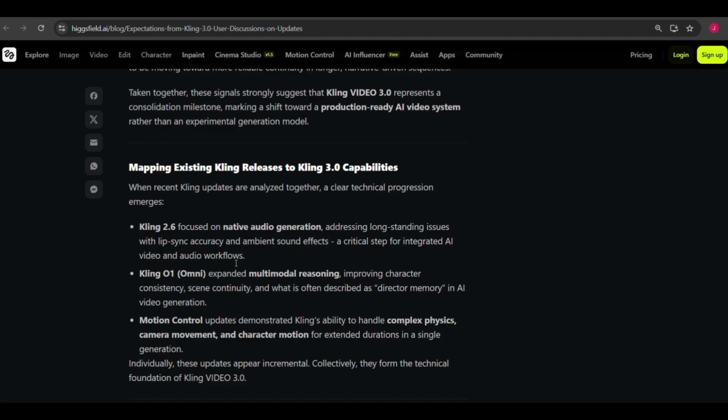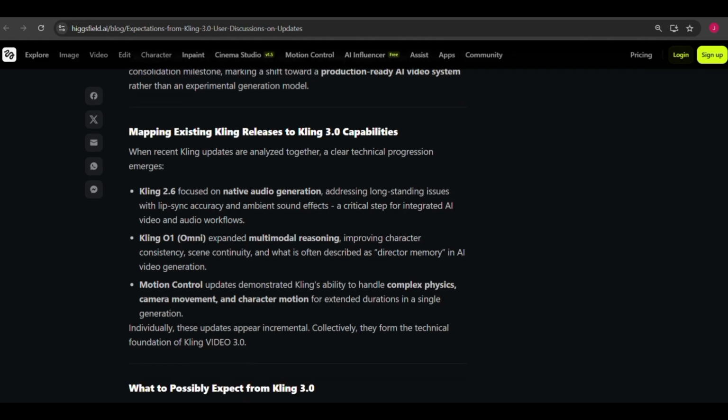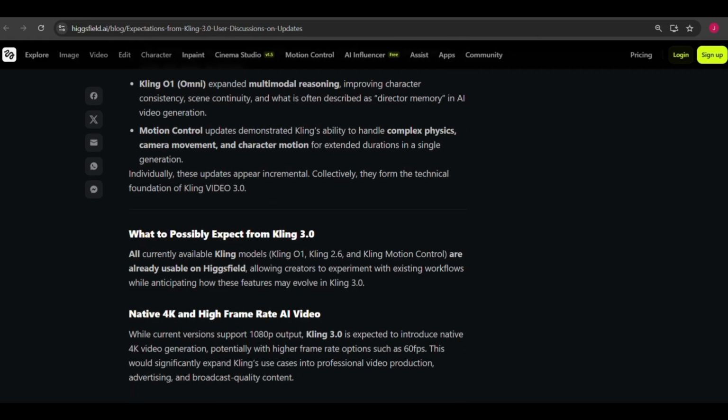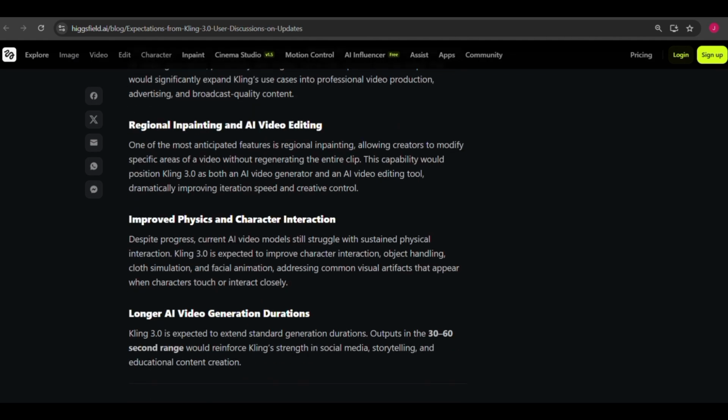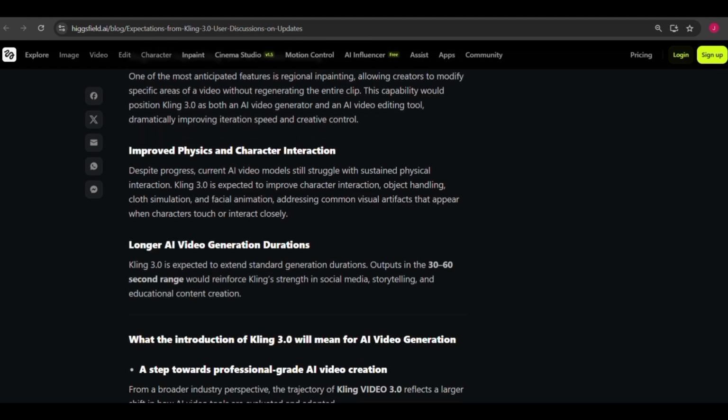Another exciting area is macro shots and fine detail. Close-ups are notoriously hard for AI video, but early signals suggest Kling 3.0 could bring sharper textures, cleaner facial details, and more realistic close-range visuals. That's especially important for creators working on cinematic storytelling or product-focused content.